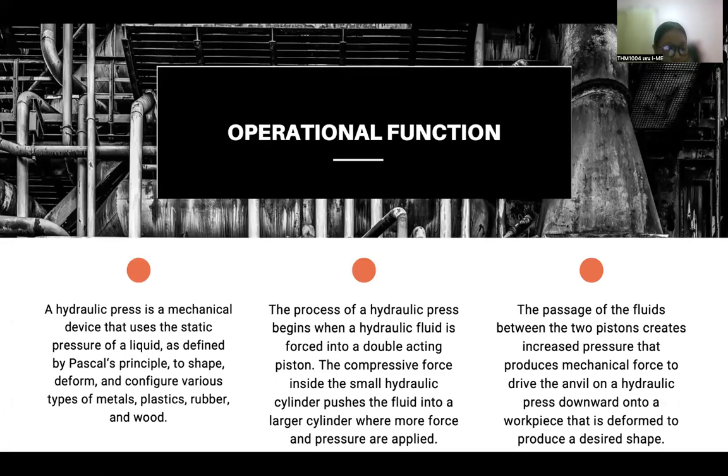operational function. A hydraulic press is a mechanical device that uses the static pressure of a liquid, as defined by Pascal's principle, to shape, deform, and configure various types of metal. The process of a hydraulic press begins when hydraulic fluid is forced into a double-acting piston. Compressive force inside the cylinder puts the liquid into the cylinder. And the last is the passage of the fluid between the two pistons. The increased pressure produces force that drives the hydraulic press downward onto a workpiece, which is deformed to produce a desired shape.